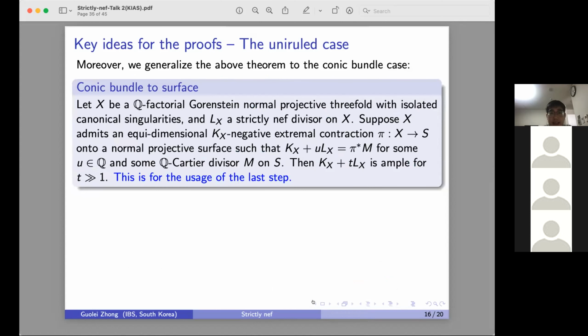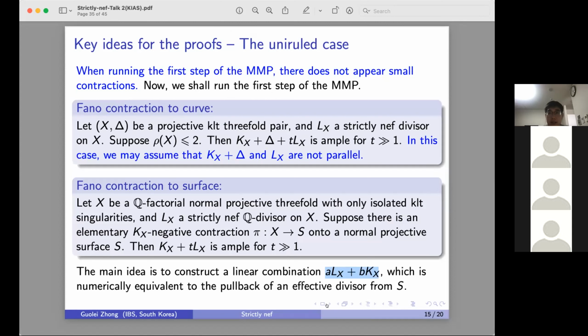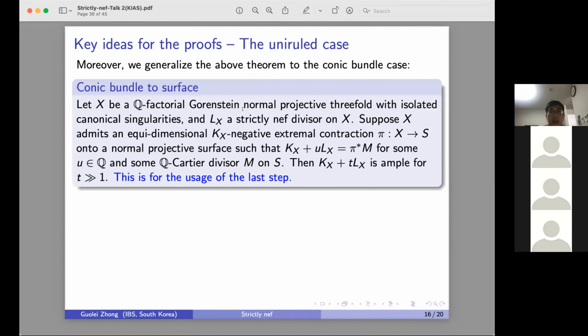Moreover, we can generalize this theorem to the conic bundle case. So this is for the usage of the last step. This means if X admits an equidimensional K-negative extremal contraction to surface S, such that K_X + uL_X is the pullback of some M. In other words, this is just some aK_X + bL_X. So this is the pullback of some effective divisor. Then we can also show K_X + tL_X is ample. So in the last step, we just construct a series of blowdowns to curves, followed by the last step, which is a final contraction to surface.